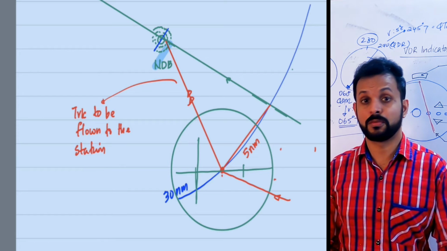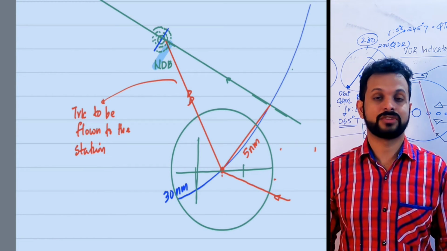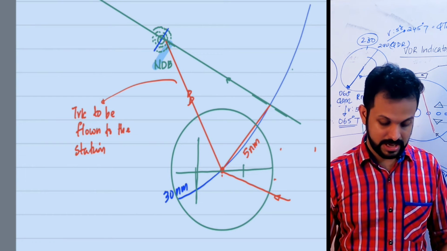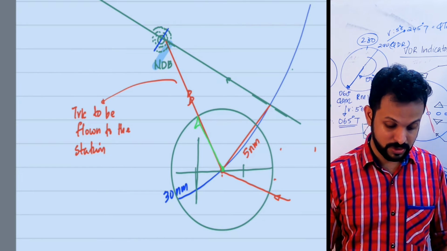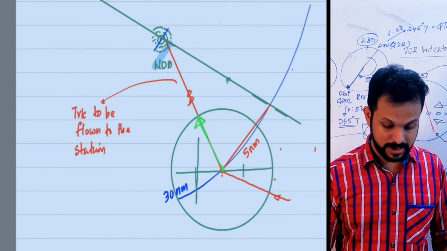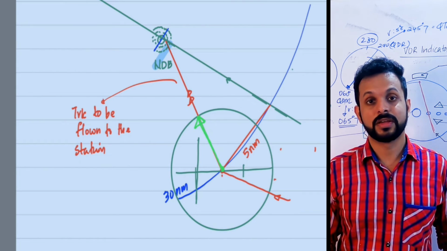It is absolutely not bothered about what your heading is. It's more to do with the relative bearing than the actual value of the heading. So let's place the ADF needle here. The ADF needle is actually going to point towards the track which you need to fly to reach the NDB, and that's the beauty of using an ADF. It will exactly tell you what track to fly to reach the NDB.